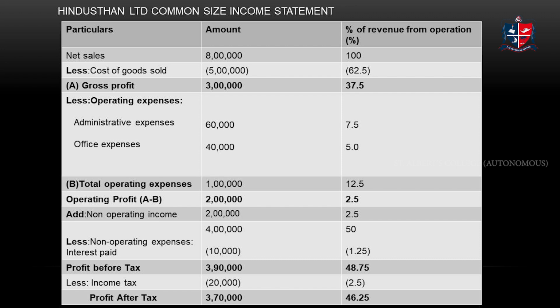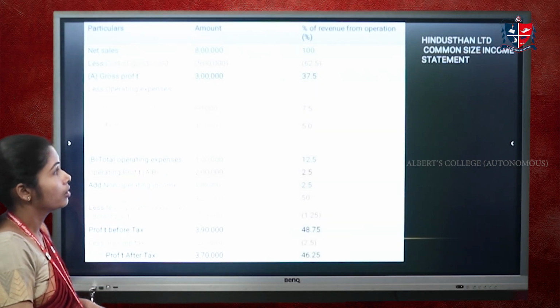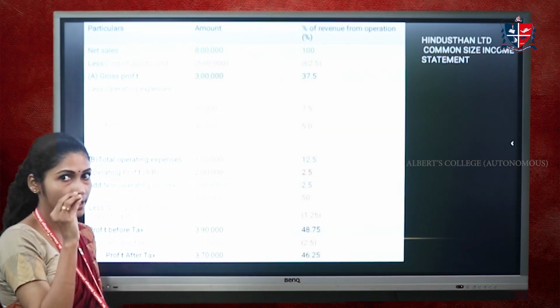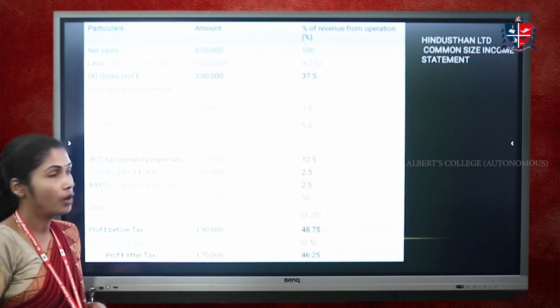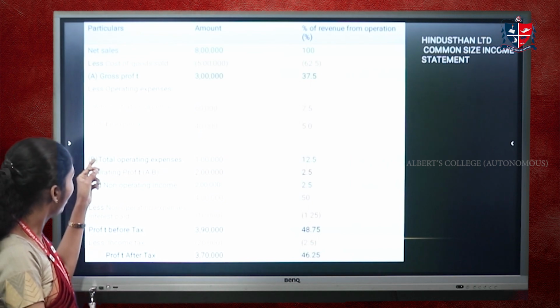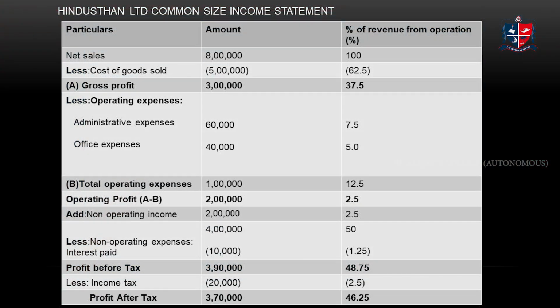In this question, two operating expenses are given: administrative expenses and office expenses. Administrative expenses amount is 60,000. Then office expenses amount is 40,000. By considering that formula, you will get the percentages, that is 7.5% and 5%. Okay. Then find out the total operating expenses. That means we sum up the two expenses, and we will get 1 lakh, that is total operating expenses, and also you will find out this percentage too.